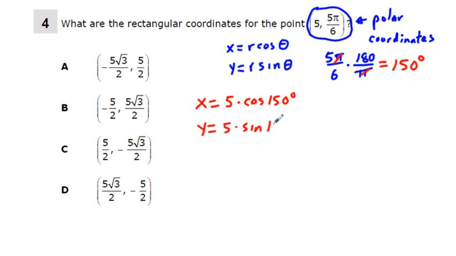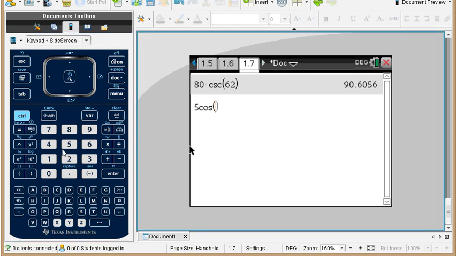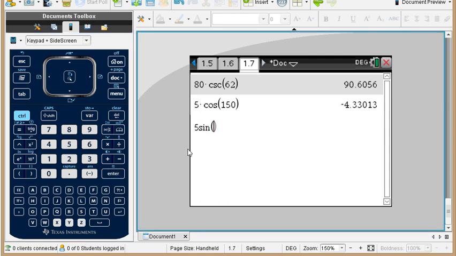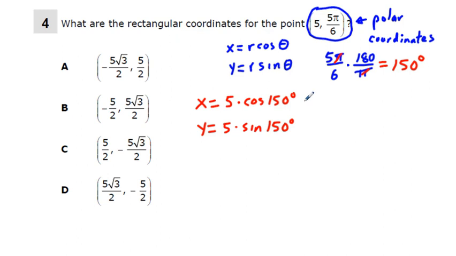So we go here, we say 5 cosine 150 degrees. We get that number here, and then 5 sine 150 degrees. We get 2.5. So we get about negative 4.33 and exactly 2.5 here. So the only place we get a y coordinate of 2.5, which is the same as 5 over 2, is going to be here in answer choice A. Okay, so it's going to be A.